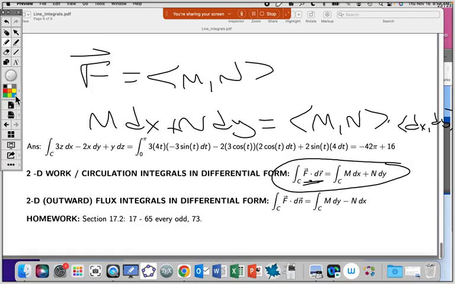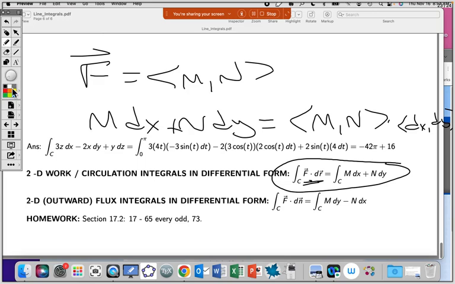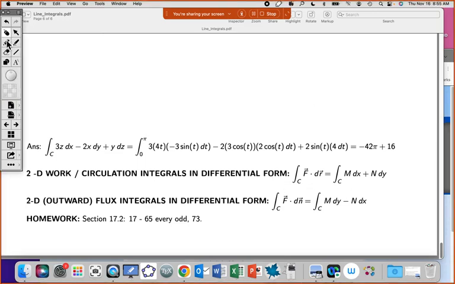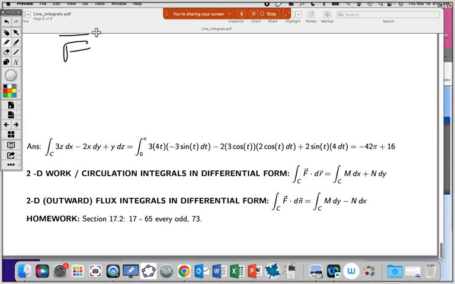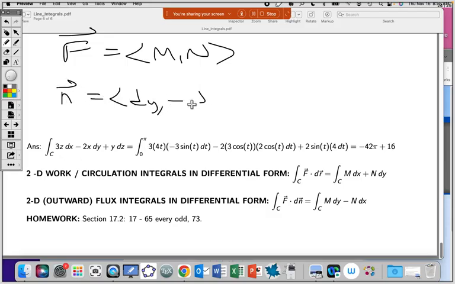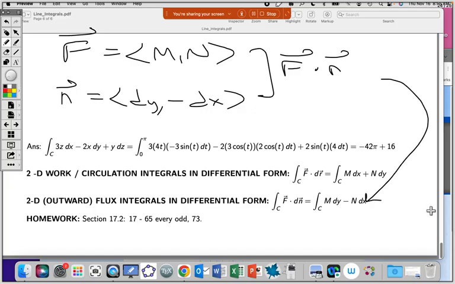If we were looking for flux, looking for that normal component, then your F would be M, N. And if you wanted the normal component, then you would have your dy, comma, minus dx. You just reverse it, make it negative. And if you did that dot product, that would get you down to here.